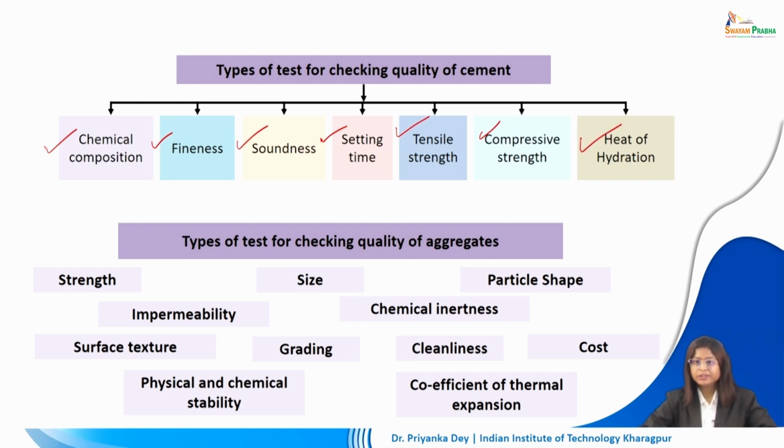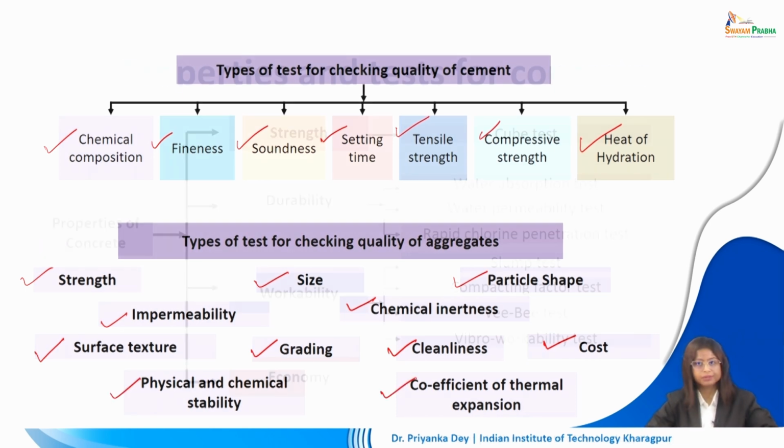With respect to the aggregates, we can have fine aggregates and coarse aggregates. Coarse aggregates are the ones which have a size more than 4.75 mm. We can check the quality of our aggregates and suitability by checking its strength, size, particle shape, impermeability, chemical inertness, surface texture, grading, cleanliness, cost, physical and chemical stability, and coefficient of thermal expansion.